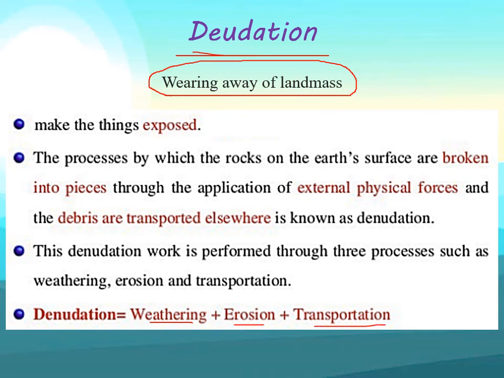Firstly, the pre-existing landform becomes fragmented, that is weathering. Then those fragmented materials are carried away by the natural agents, that is erosion and transportation. So due to these three processes, the pre-existing landforms become gradually lower and lower in size, which is known as denudation. And due to denudation, more and more fresh rocks, more and more inside portions of the landforms, are freshly exposed.